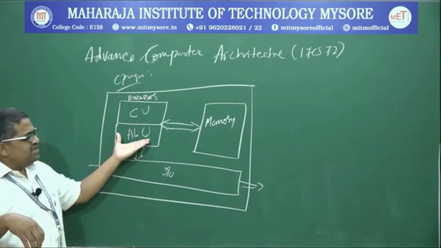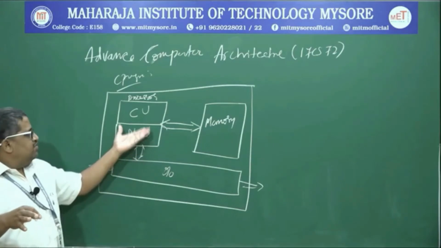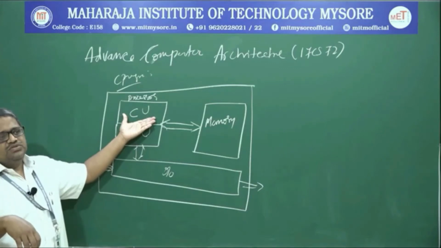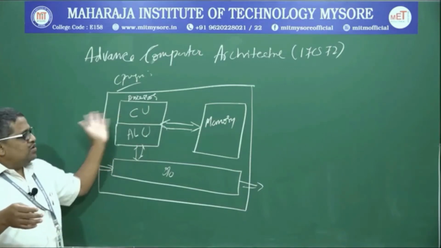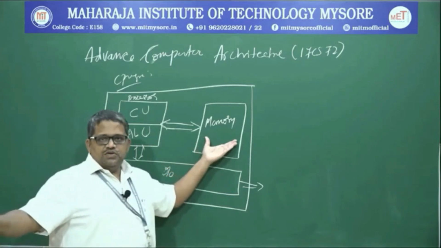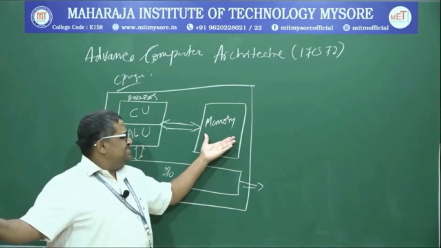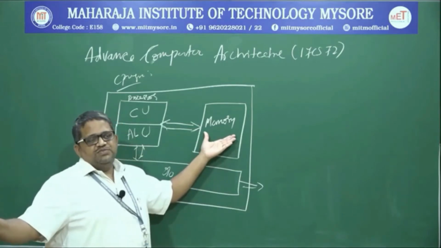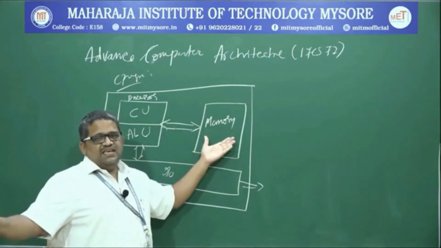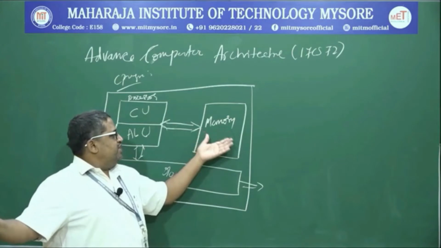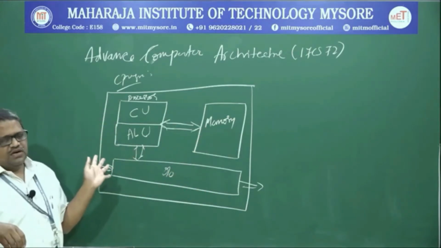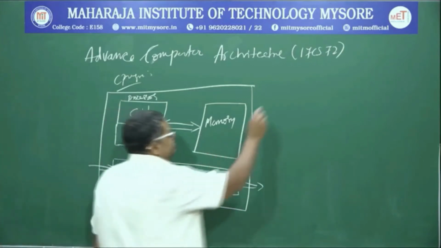Now, the design of an ALU is a very simple one, but if you look into the design of a control unit, this is where you see a huge change that has happened over a period of time. Coming to the memory, here also you see a huge change in the way memory is accessed, the technology that is being used, and so on. Clear?